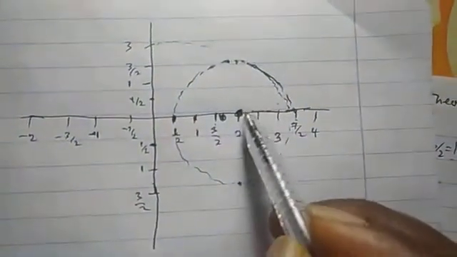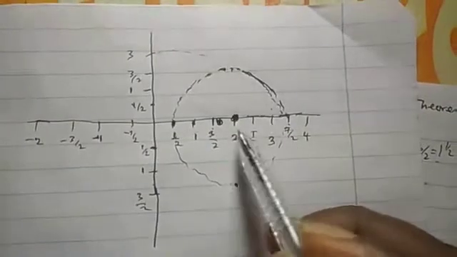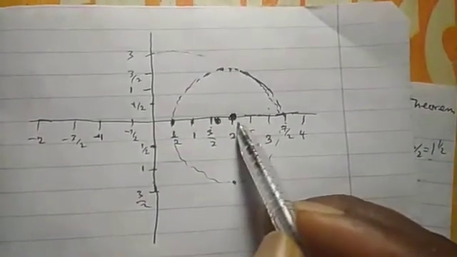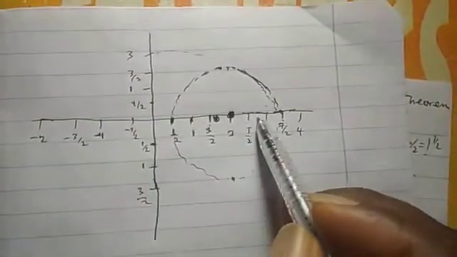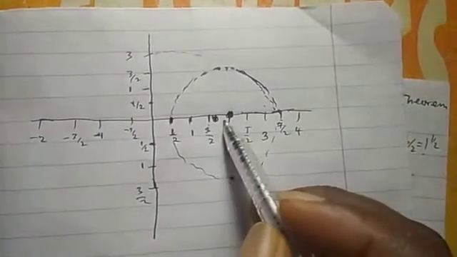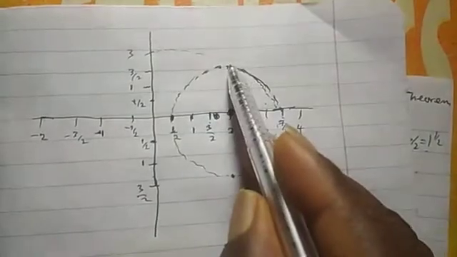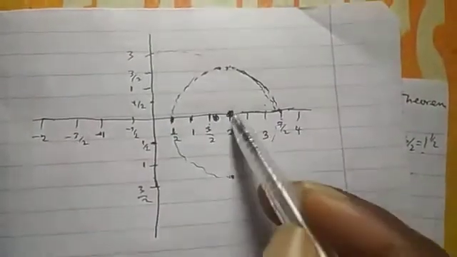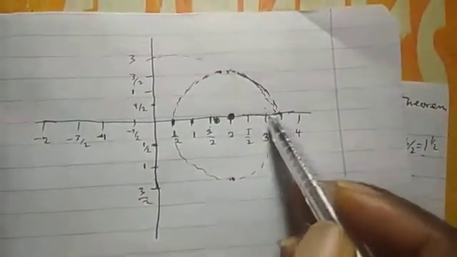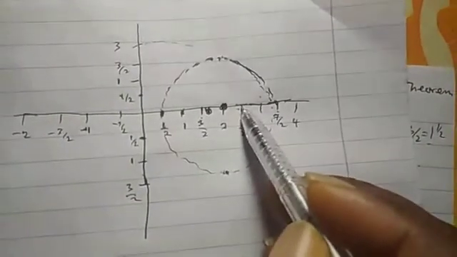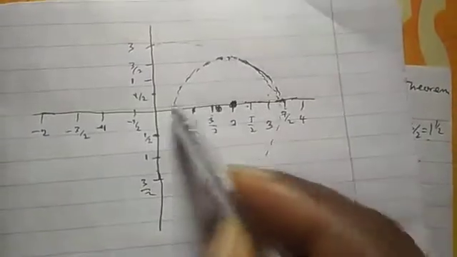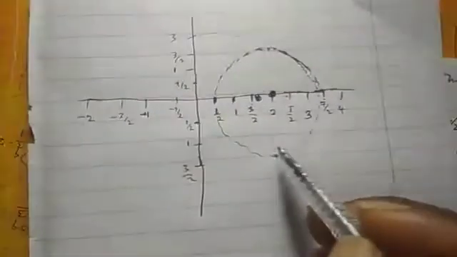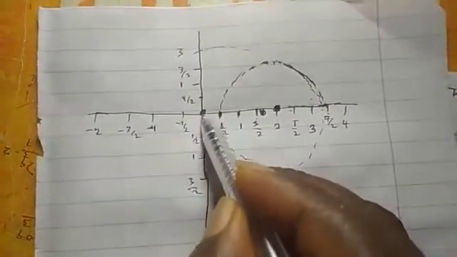Look at the center. The center is at 2. The radius is 3 over 2. As you can see, each line represents half. This is the 2. This is 3 over 2 as the radius. From this to this is 3 over 2. From this to this is half, to this is 1, to this is 1.5, and this is 2. Now, you will see that this is 0.